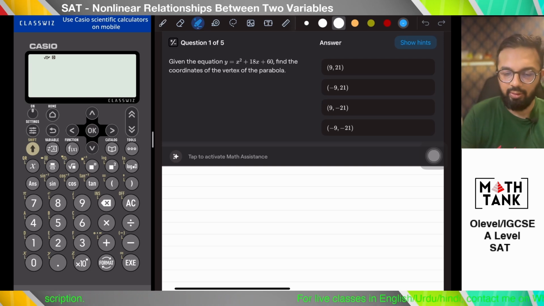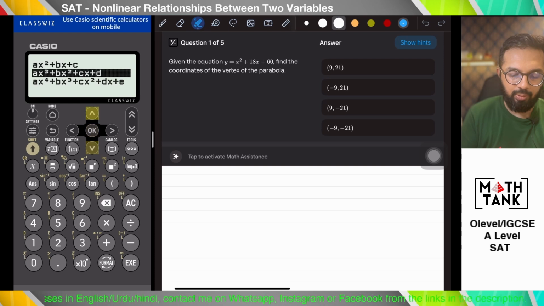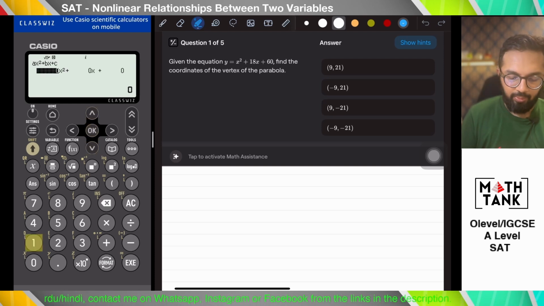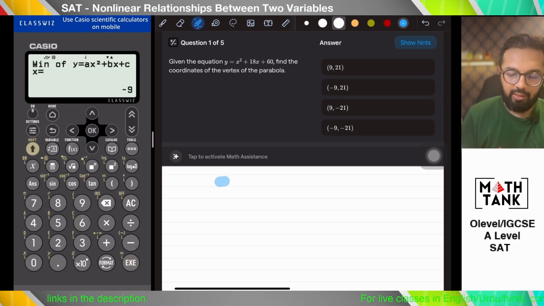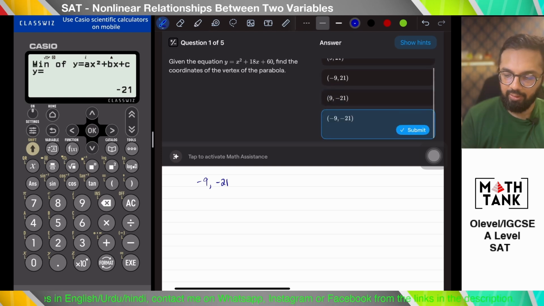These are easy questions. It says, given that the equation is this, find the coordinates of the vertex of the parabola. My calculator can find the vertex on its own when I do the polynomial. Let's do that: 1, 18 and 60. I can also find the vertex of the parabola using formulas. So it says minus 9 comma minus 21. So here's the answer, the last one.